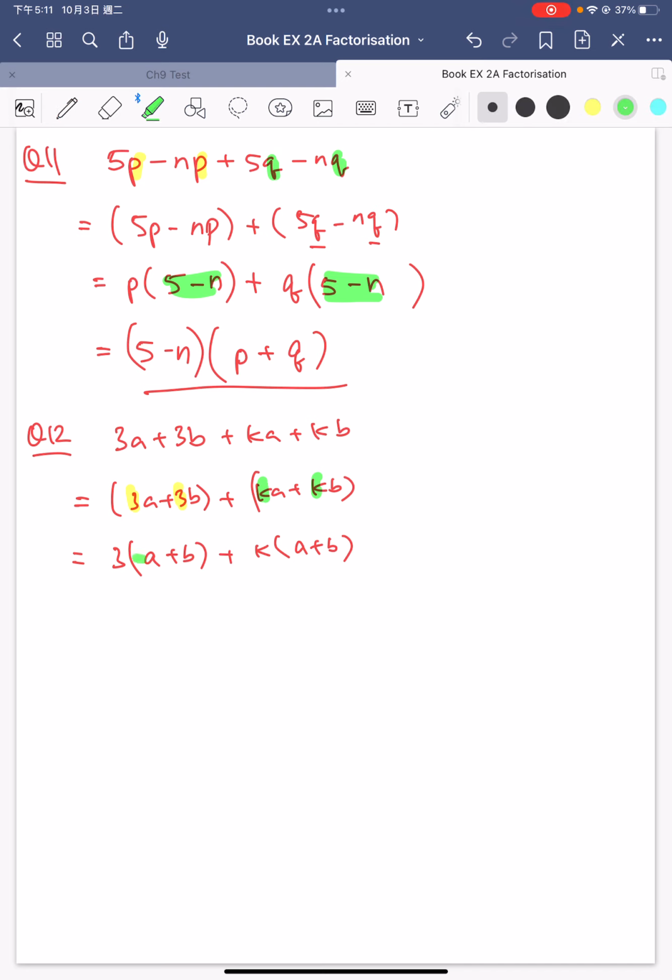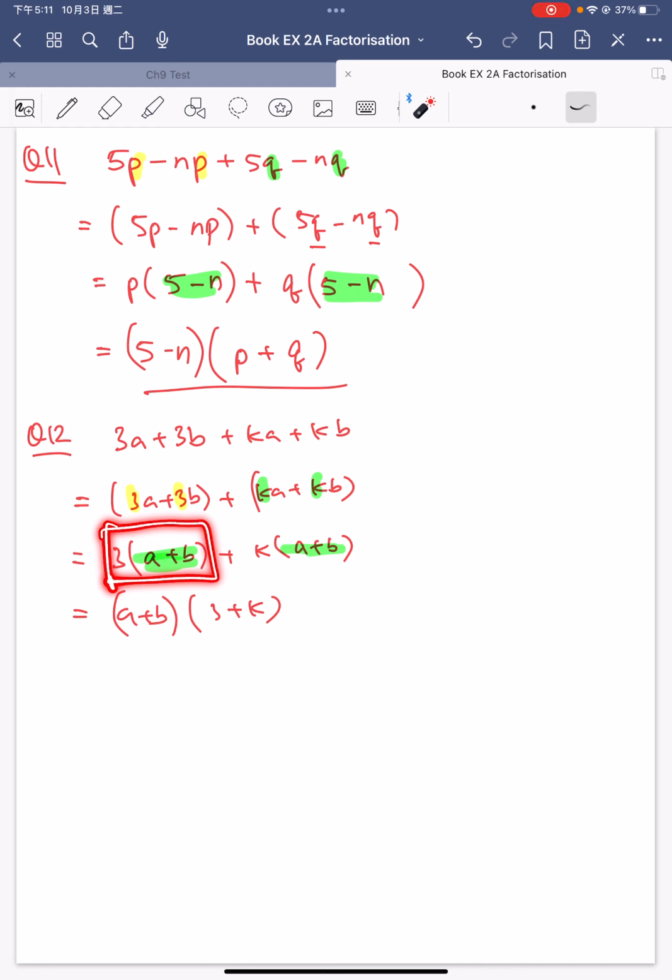So now we have a plus b as our common factor. We take it out, then we have 3 plus k left, isn't it? Because when 3 times a plus b, we take out this a plus b, then what we left just is 3, and we keep this plus sign. And for k times a plus b, we take out this a plus b already, so what we left is just this k. So the answer for question 12 is a plus b times 3 plus k.